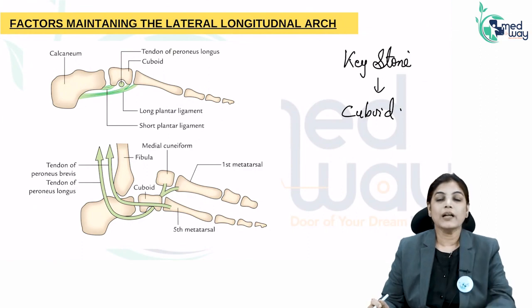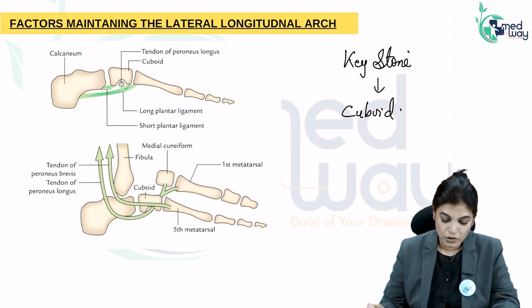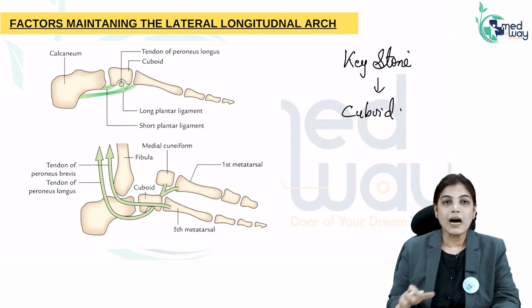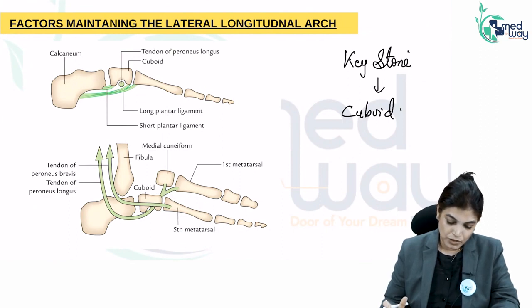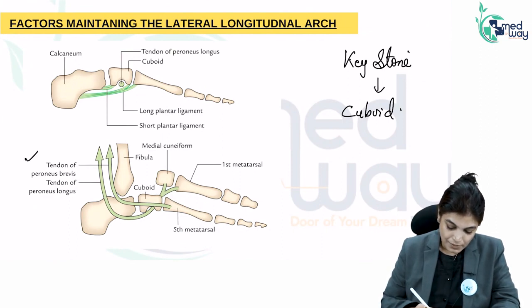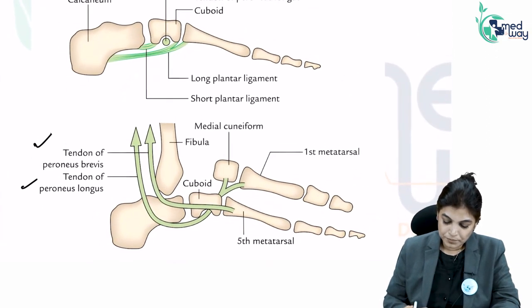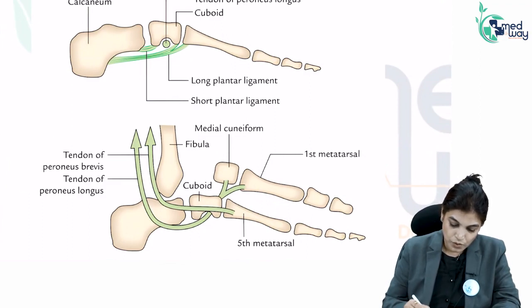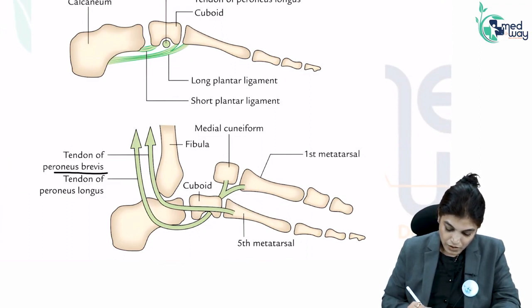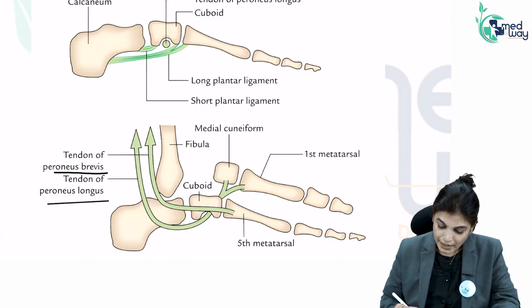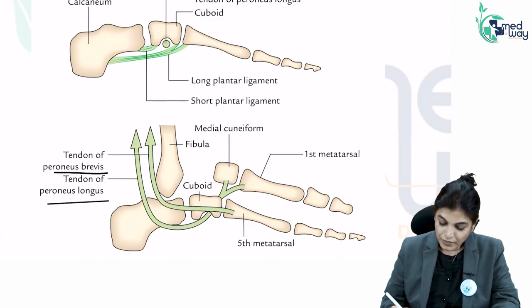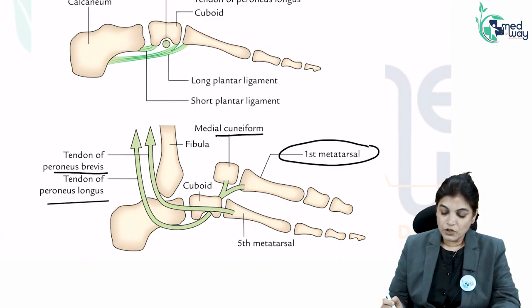Now here again I would like to elaborate on the support system of the lateral longitudinal arch. Here also there will be a similar set of points for the support system. We will talk about the bones, the ligaments, and the muscles, tendons and aponeurosis. The important sling support, as you can see in this diagram, is given by the tendon of peroneus longus and the tendon of peroneus brevis. The tendon of peroneus longus arches from the lateral side, grooving the cuboid bone, and ultimately attaches to the first metatarsal and the adjoining cuneiform bone.